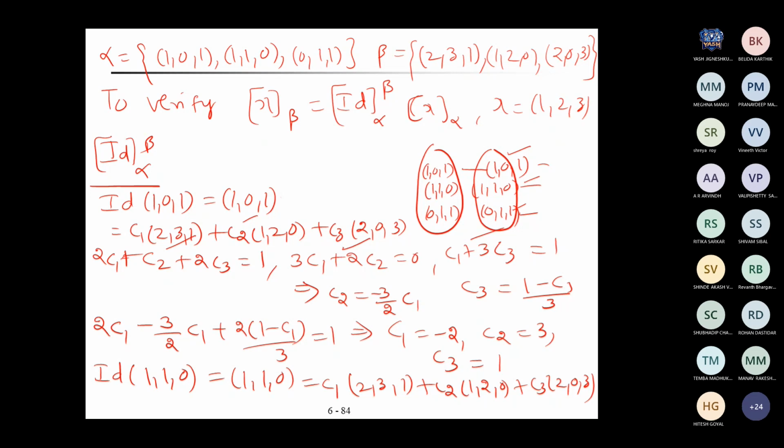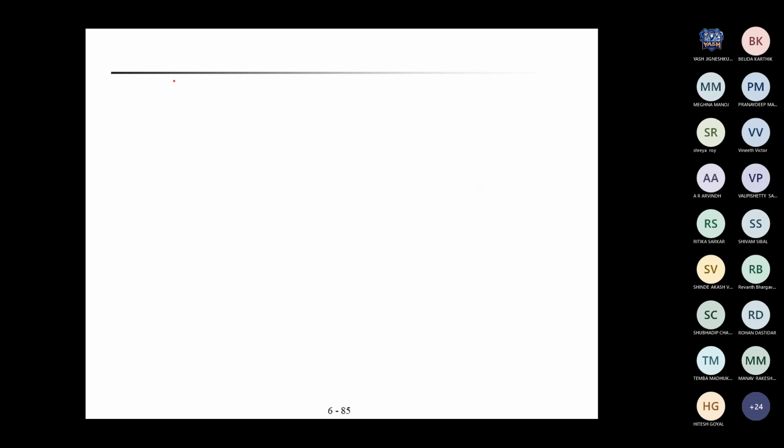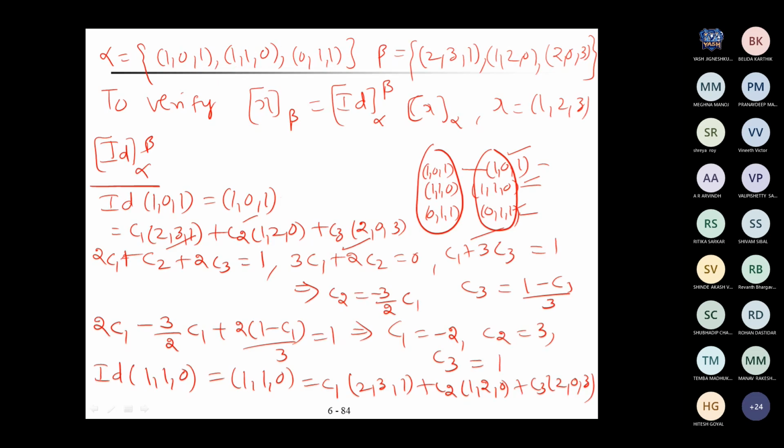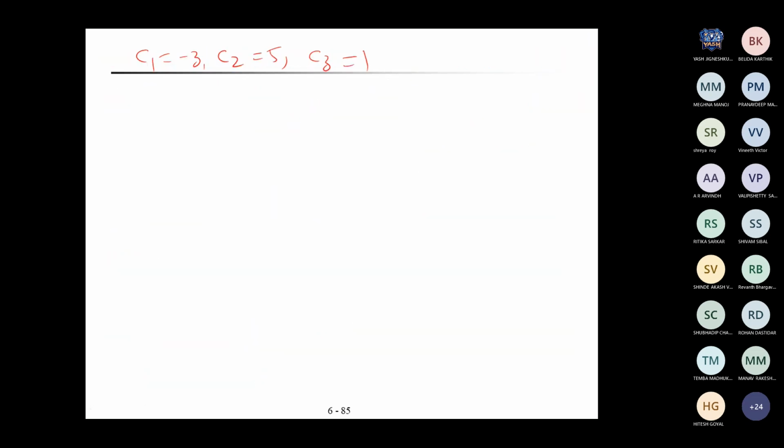Minus 3, 5, 1. Okay, one minute, can check. Minus 6, 5, minus 1. Okay, beta, correct. C1 is minus 3, C2 is 5, C3 is 1. Okay, then the image of 0, 1, 1.